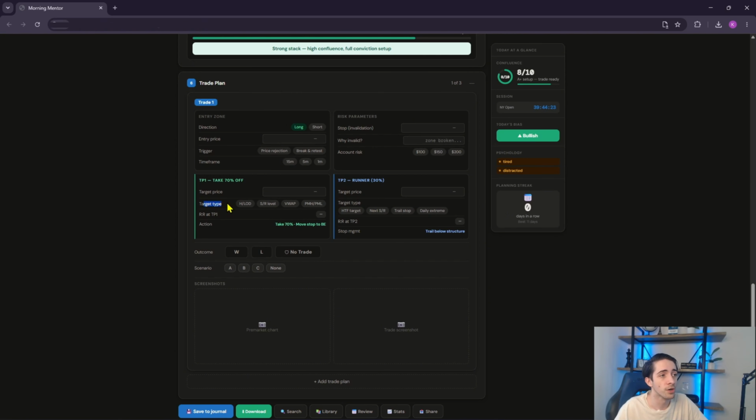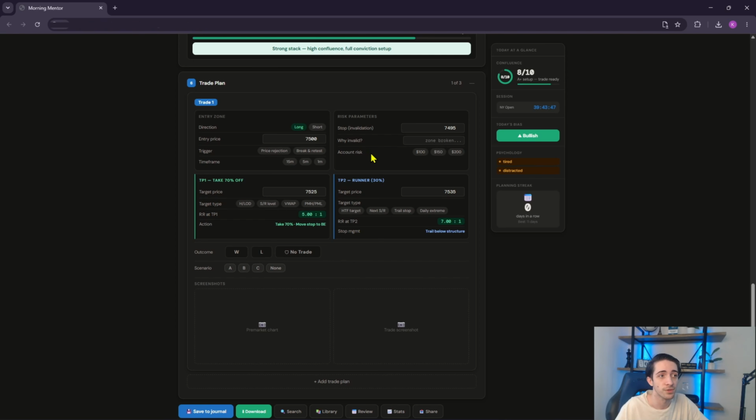Same situation, target type: high of day, low of day, support resistance level, VWAP, pre-market high or low. And what's cool too is once you do add the information, entry price will say 75.00, stop loss will say 74.95, and target price will say 75.25. It's going to give you your risk reward on that trade. Once you put in your target price for TP2, it's also going to give you the risk reward for your runner.